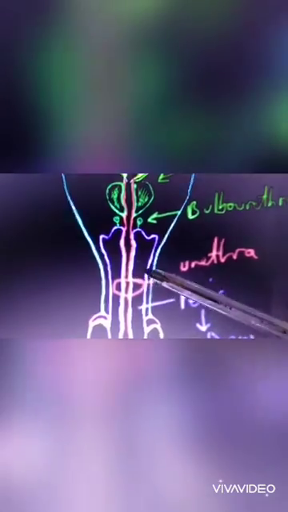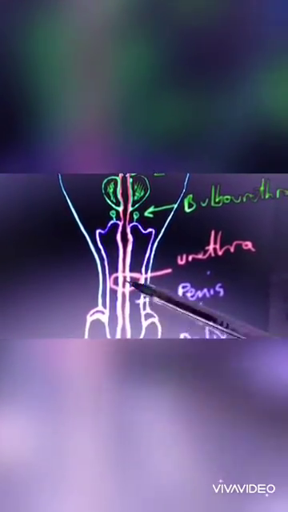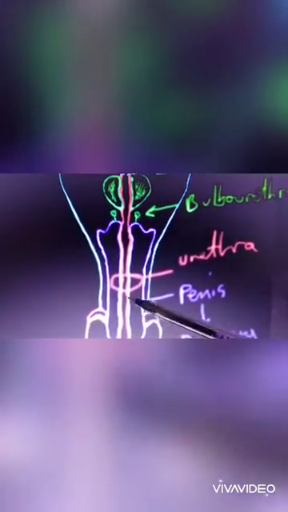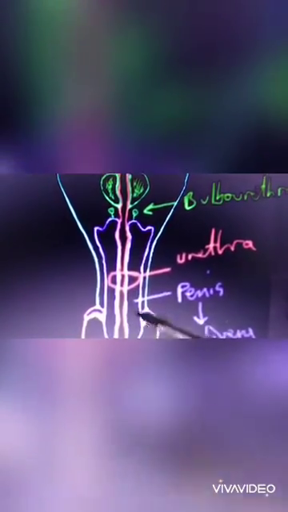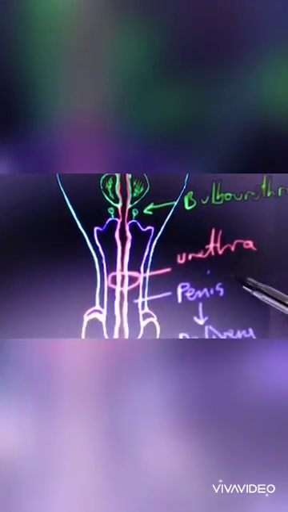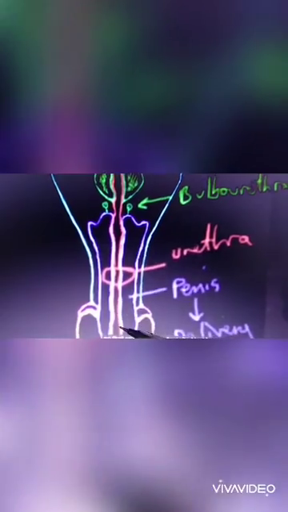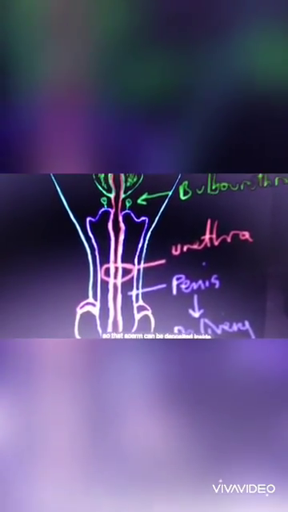It travels through the urethra and enters the penis. And the role of the penis: the penis is useful in the copulation process. The penis is penetrated into the vagina so that the sperms travel from the penis to the vagina of the female reproductive system.